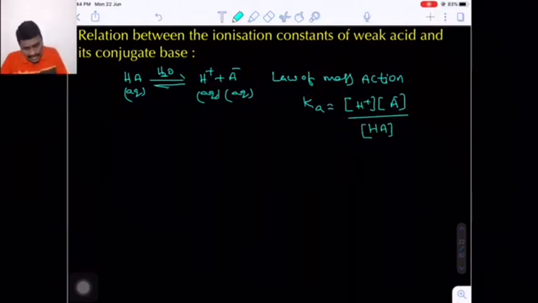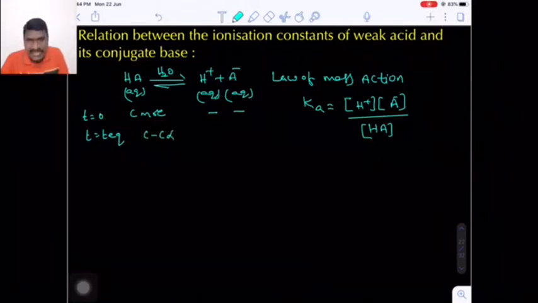Okay. Now we know initially C moles of acid per liter. There will be no products. At the equilibrium, let's suppose alpha moles dissociated for each 1 mole of the reactant. So C moles of reactant, C alpha moles dissociated. The remaining moles will be C minus C alpha. Here C alpha, here C alpha. These are the equilibrium concentrations. Okay. Now this is the acid dissociation constant, equation number 1.